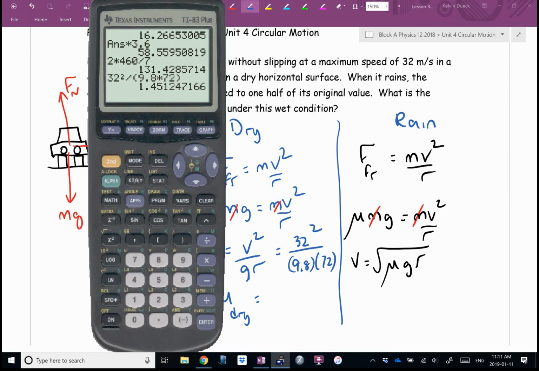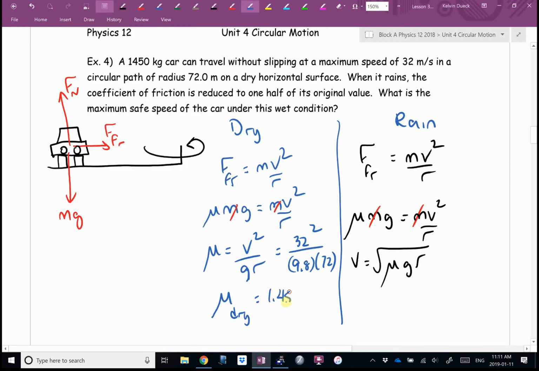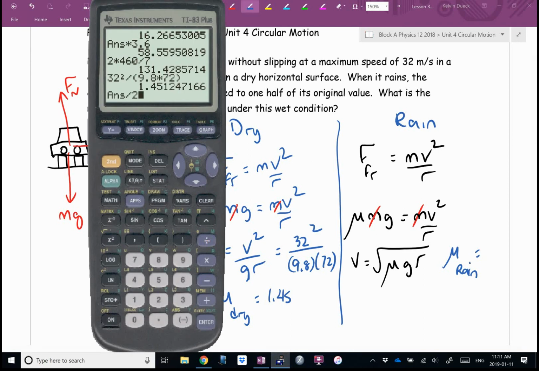You get 1.45. I've made up some bad numbers here. This mu technically should be less than 1, I think, and I need to tweak this question. Sorry, I forgot to. But you all get 1.45? Yes? Okay. So I'm going to write 1.45. So mu rain is this divided by 2: 0.725, and I'm going to carry some extra sig figs.